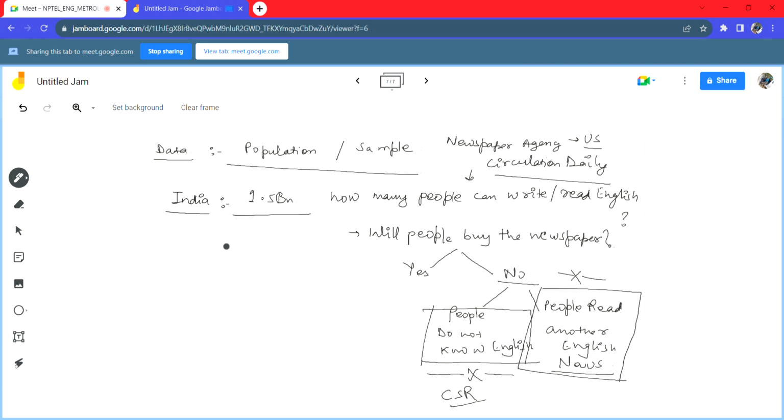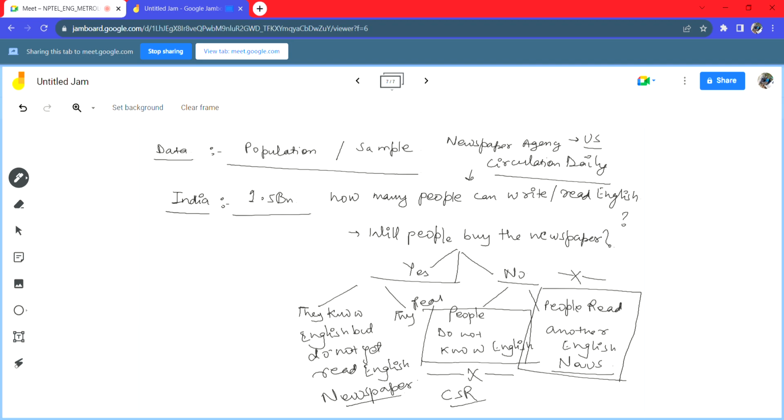So, will people buy the newspaper? There can be a section yes. And why will they buy the newspaper? There can be again multiple reasons. First of all, they know English, but do not yet read English newspapers. Or they read another newspaper, which they are not hardcore fans of. They can be broken down. So these two are my concerns.